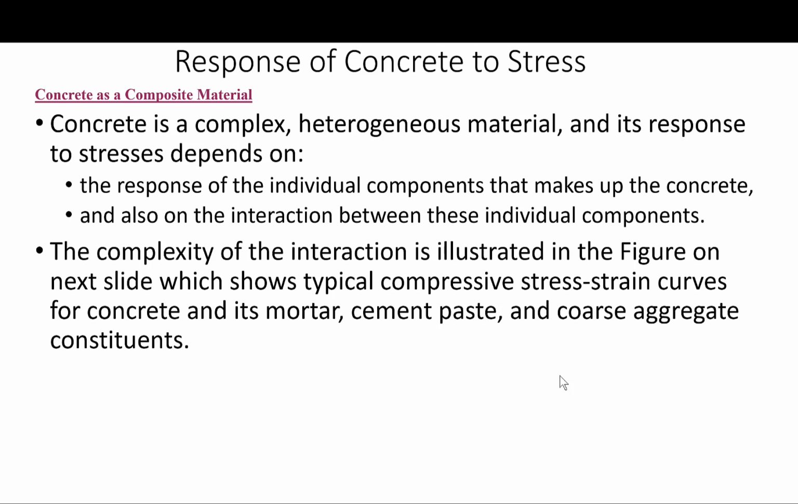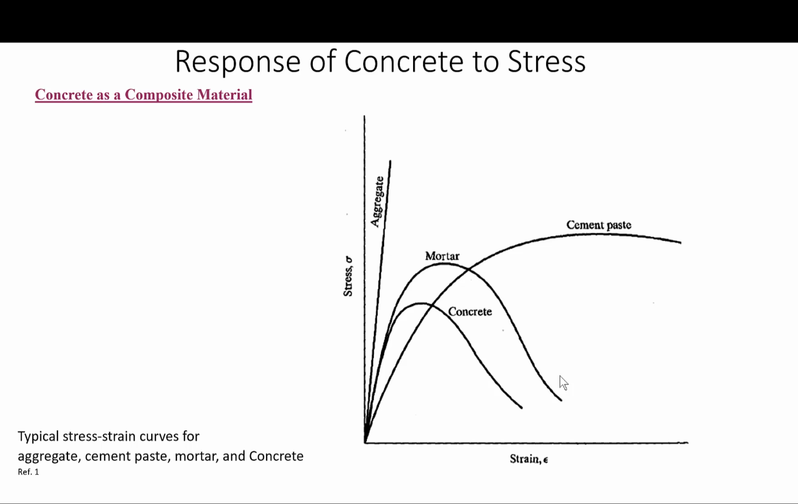Okay, so the figure shows typical compressive stress strain curves for concrete and its mortar, cement paste, and the coarse aggregate constituents, as you can see. The coarse aggregate is a linear brittle material with a strength significantly above that of the concrete, as you can see here. The cement paste has a lower modulus of elasticity but a higher compressive strength than either the mortar or the concrete.